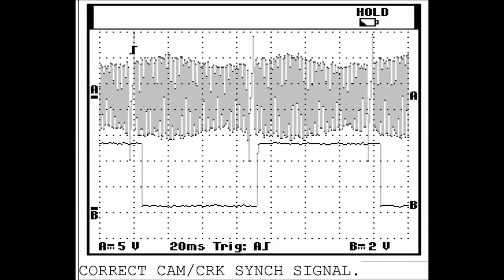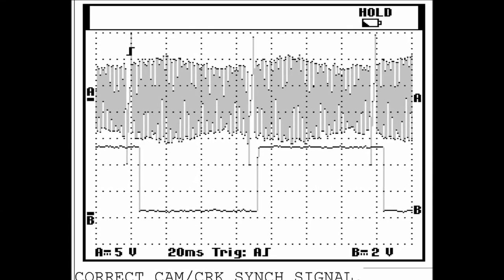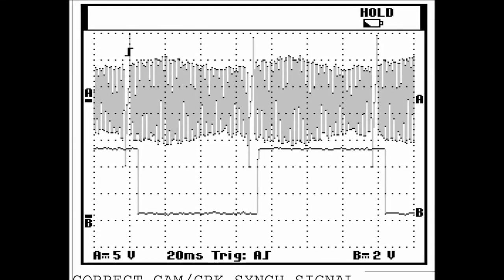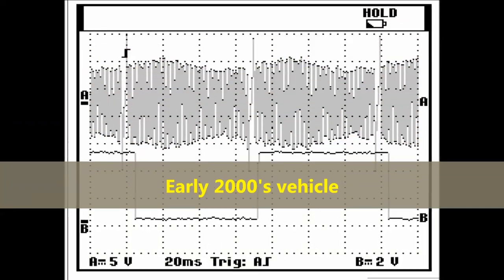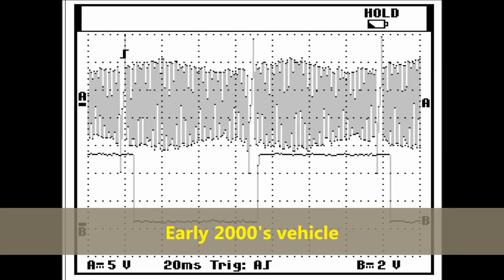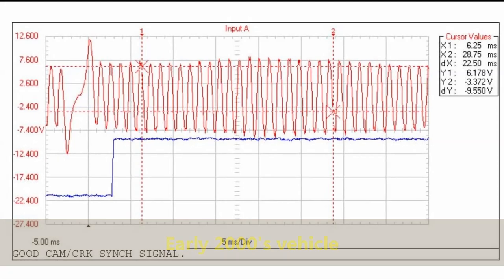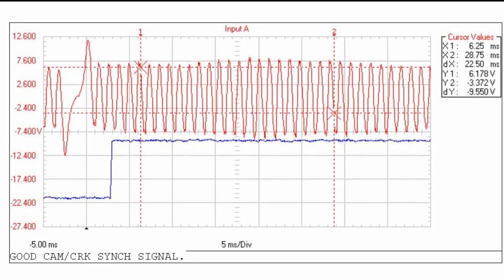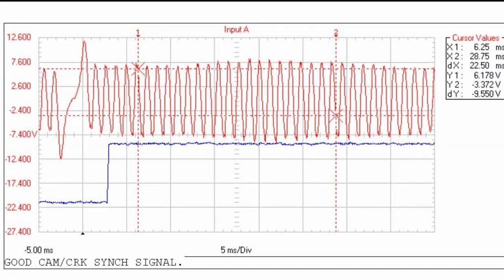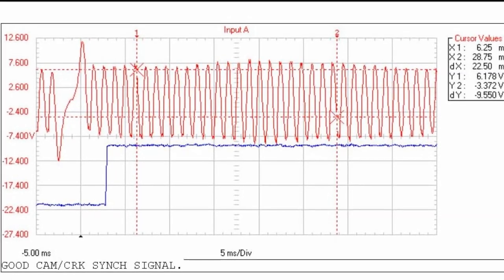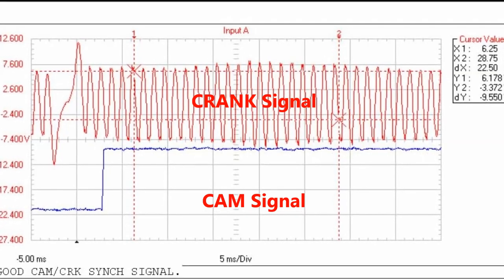Now, this particular signal was, I really don't know which car this belongs to, but this is a good signal. Now, I want you to pay attention to the correlation between cam and crank, and I'm going to show you a few. This is an older vehicle, that much I know. So, as you can see, and this is a similar vehicle. The bottom waveform is the cam sensor, and the upper waveform is the crank sensor.